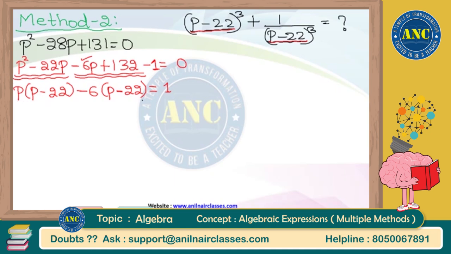Now the entire equation I will divide by P minus 22 on both left and right hand side. So this becomes P and this becomes minus 6, and the right hand side becomes 1 divided by P minus 22. Now I am very happy that I got this term P minus 22, which I require, but you should be a little more smart. I am not satisfied with only one P minus 22. I want another P minus 22 also.